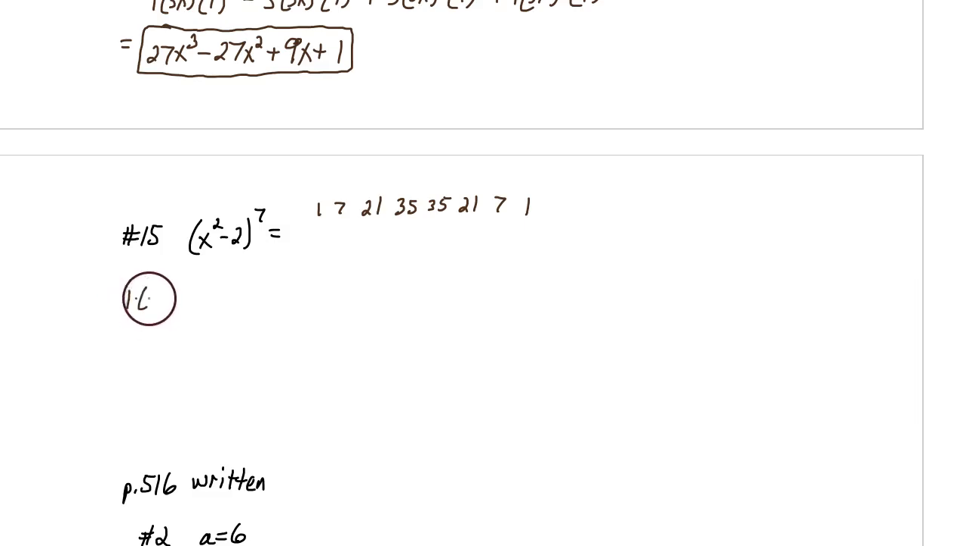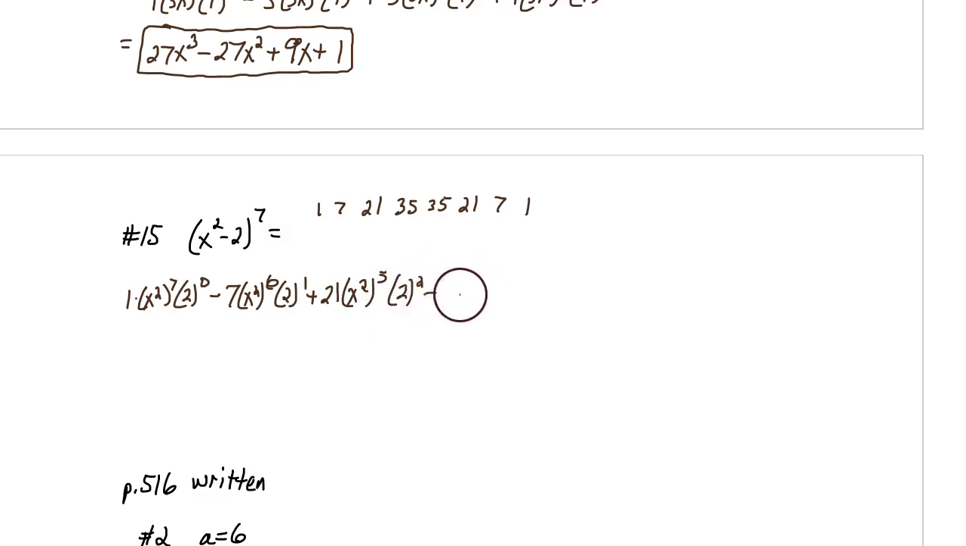1 times the x squared raised to the 7th power times the 2 to the 0 power. Now a minus sign, then 7. Now we have x squared to the 6th power times 2 to the 1st power. Now a plus sign, and the number is 21. We have x squared to the 5th power times 2 to the 2nd power. Now a minus sign.